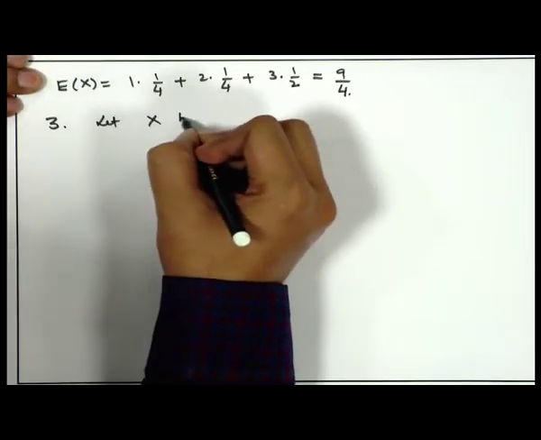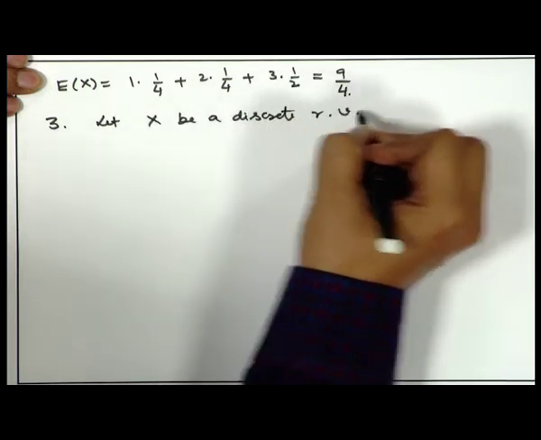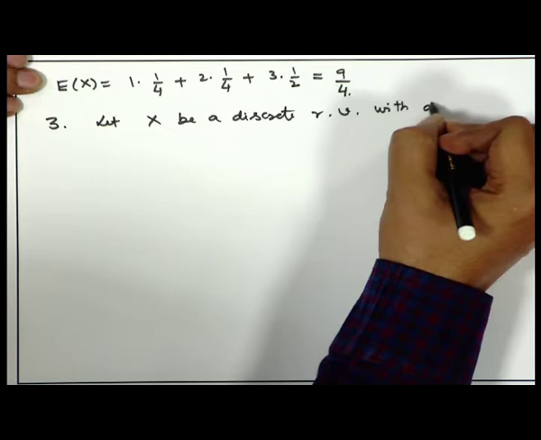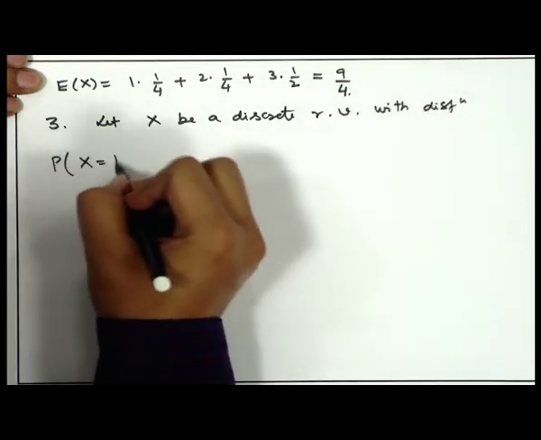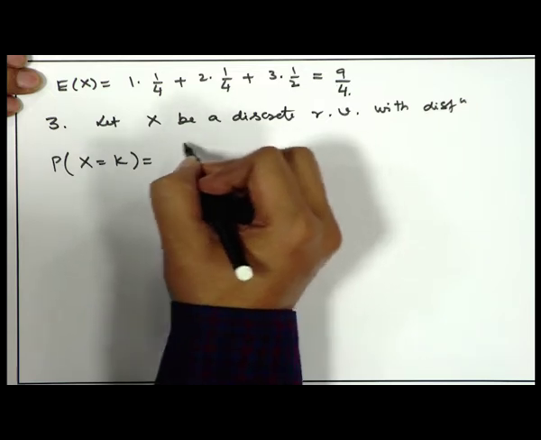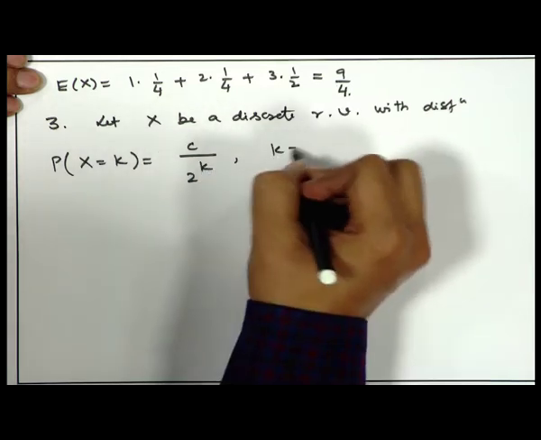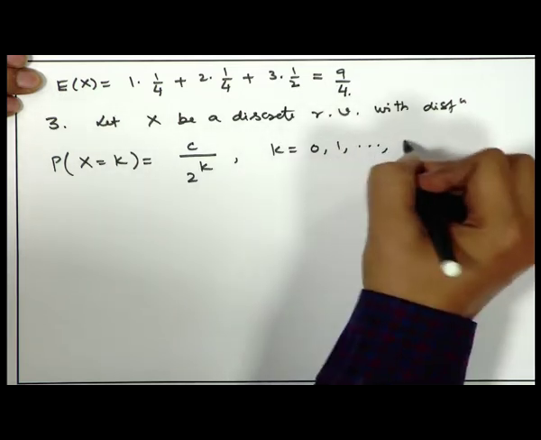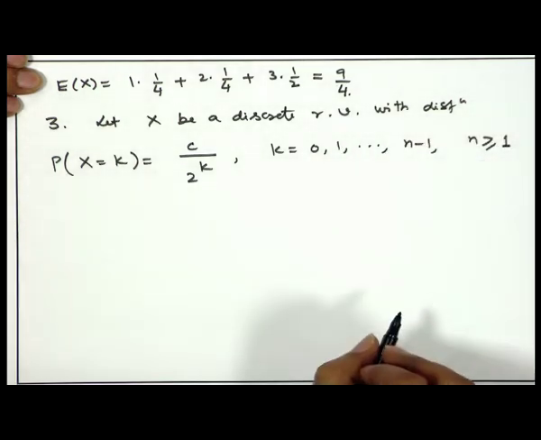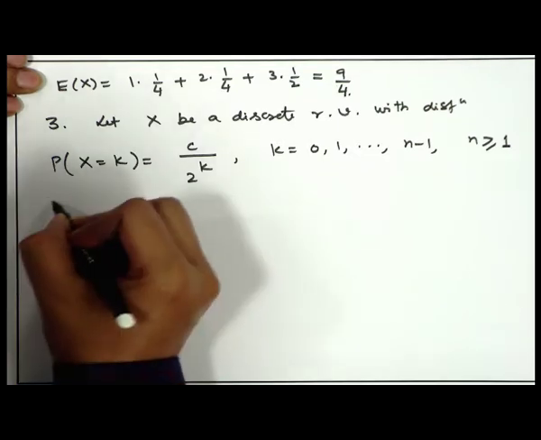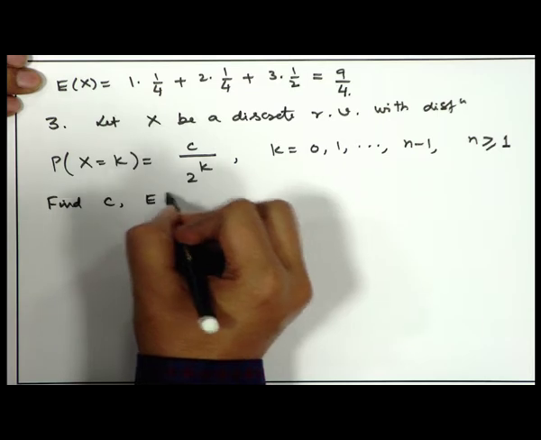Let x be a discrete random variable with distribution probability x is equal to k is given by c divided by 2 to the power k for k equal to 0, 1, 2 up to n minus 1, for n greater than or equal to 1. So first of all, what is the value of c? What is the expectation of x?